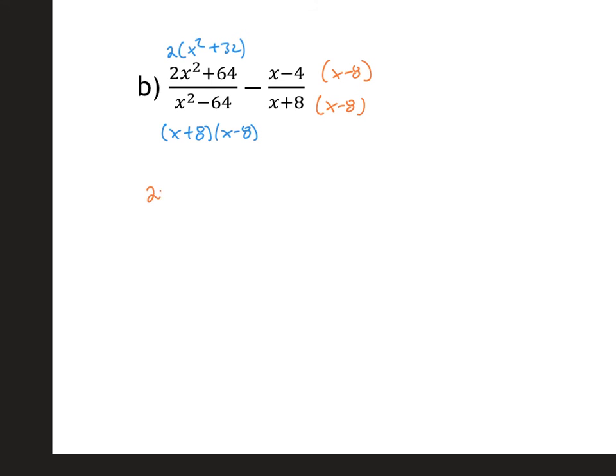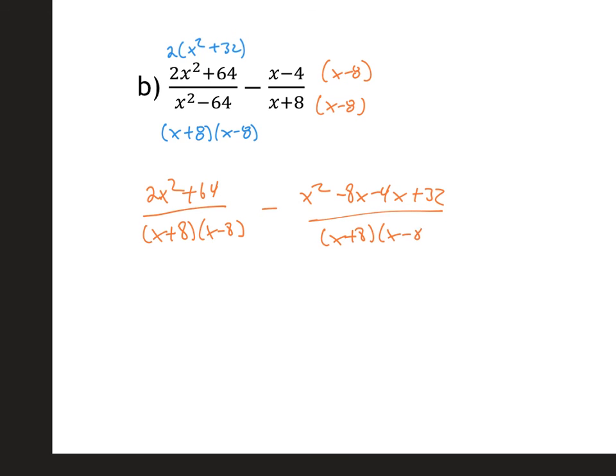So I have a 2x squared plus 64 minus, and then I got an x squared minus 8x minus 4x plus 32 over x plus 8, x minus 8. So I'm going to distribute this. So I'm going to switch all these signs and then cross it out. So negative x squared plus 8x plus 4x minus 32. Cross it out so I don't use it again.